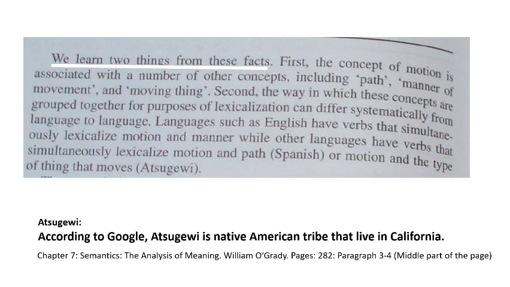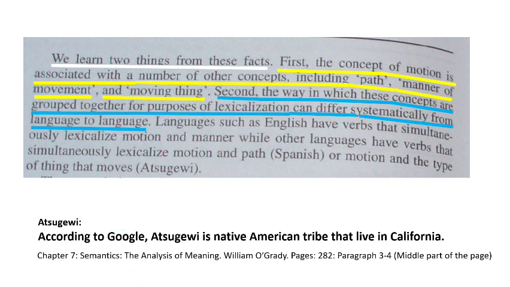We learn two things from these facts. First, the concept of motion is associated with a number of other concepts, including path, manner of movement, and moving thing. Second, the way in which these concepts are grouped together for purposes of lexicalization can differ systematically from language to language. Languages such as English have verbs that simultaneously lexicalize motion and manner, while other languages have verbs that simultaneously lexicalize motion and path, Spanish, or motion and the type of thing that moves, Atsugewi.